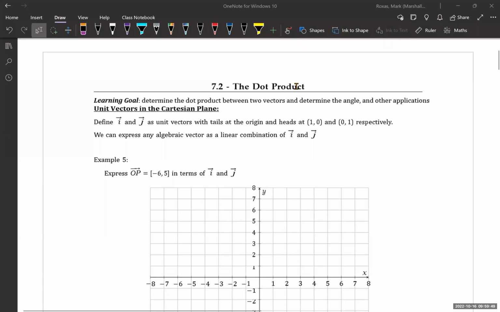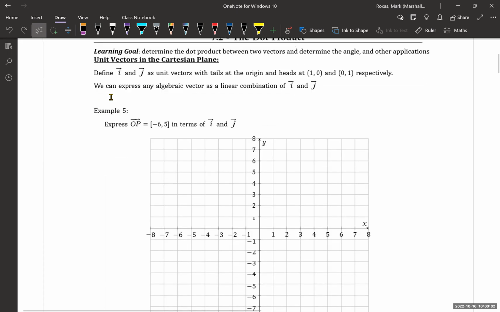Okay, 7.2, the dot product. The learning goal for this lesson is to determine the dot product between two vectors and determine the angle between those vectors. We're going to start with something called the unit vector in the Cartesian plane.